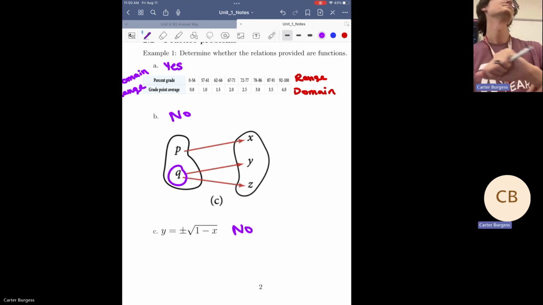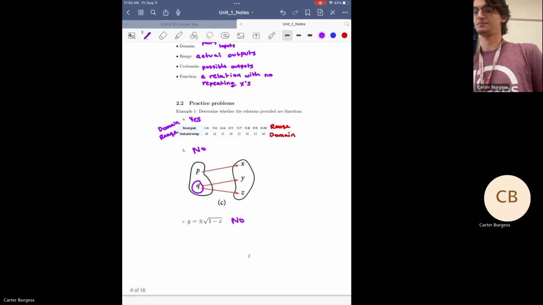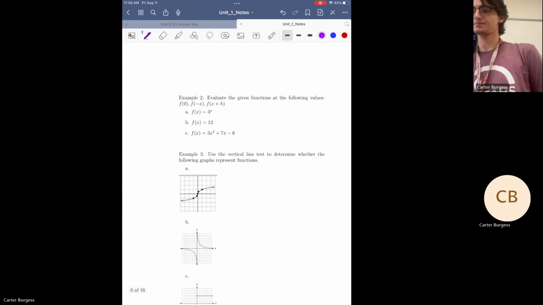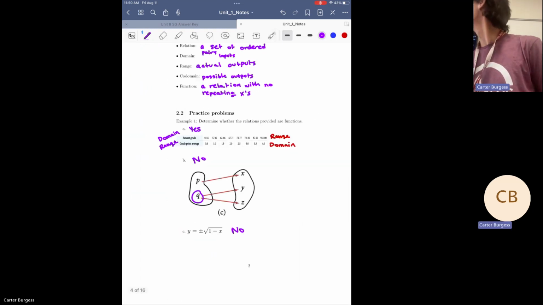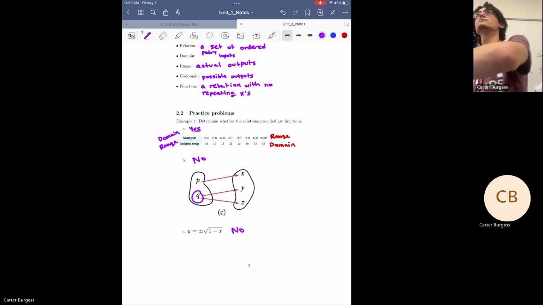So if C didn't have the plus or minus, it would have been a function. Yes, that is true as well. If it didn't have the plus or minus, then it would have been a function as well. Very good. All right. Cool.